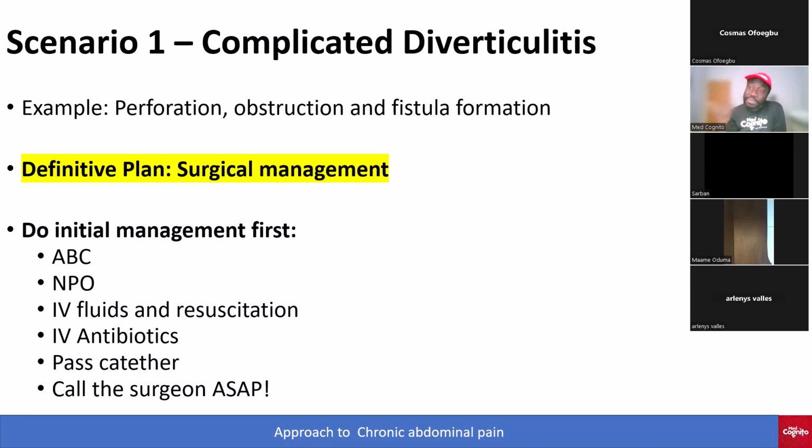So you want to call the surgeon. But before you do that, you want to check the patient's airway, breathing, and circulation. You want to keep the patient nothing by mouth, right? You want to start resuscitating the patient with fluids, because we said the patient may be in shock. And then you may want to give your antibiotics, and you want to pass your catheter because you want to monitor your urine output, right? And then you call your friendly neighborhood surgeon. That is it. Airway, breathing, and circulation, nothing by mouth, IV fluids and resuscitation, IV antibiotics. You pass your urinary catheter, you call your general surgeon ASAP. Hey, boss, please, I have this patient I need help with.